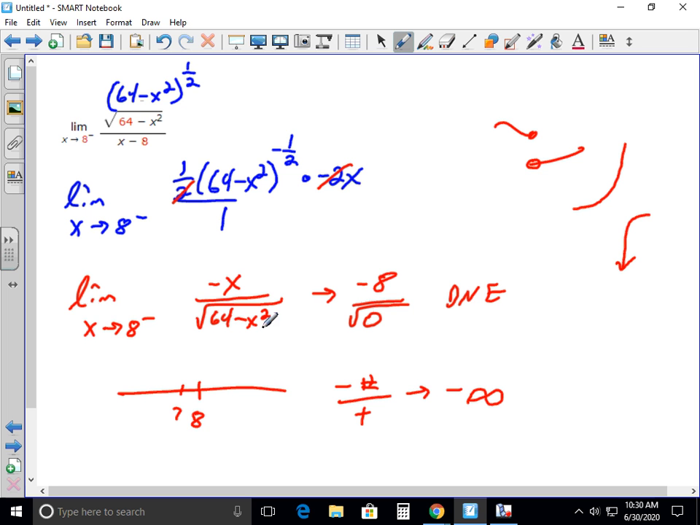You could plug some numbers in like 7.9999, and it turns out this number is going to be getting bigger and bigger and bigger in the negative direction. So it doesn't exist, that is true, but the way it doesn't exist is because our answer is getting closer and closer to negative infinity.